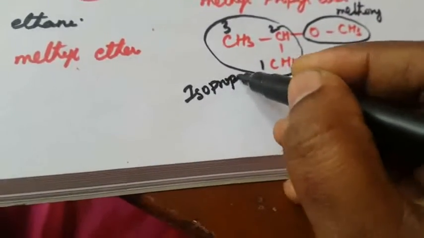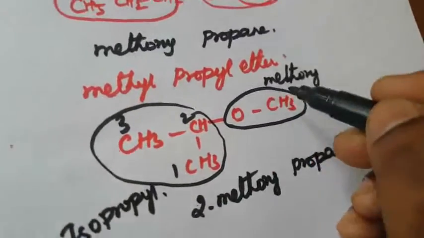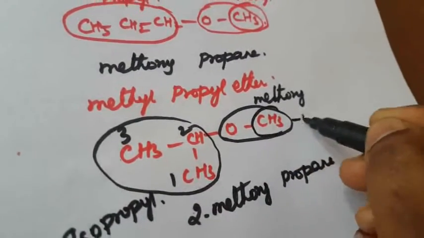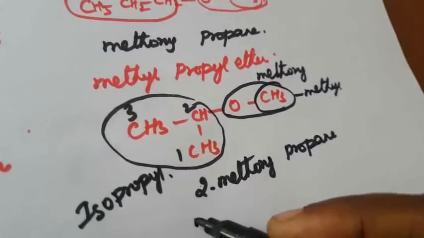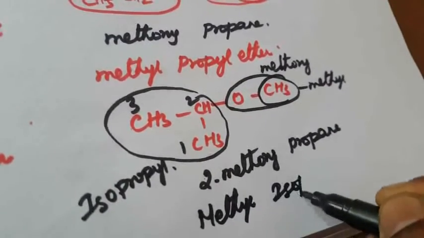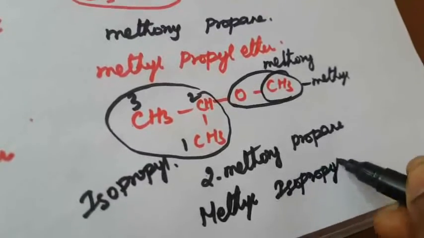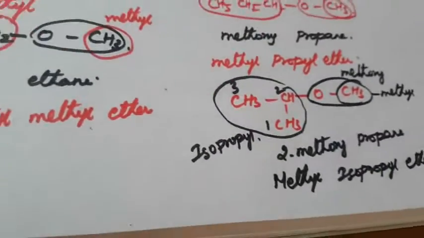isopropyl. How to write? This one is called methyl. So that is methyl. This is the common name. Methyl isopropyl ether.